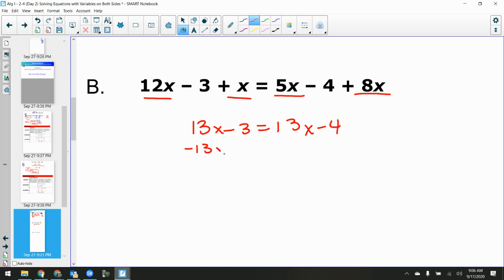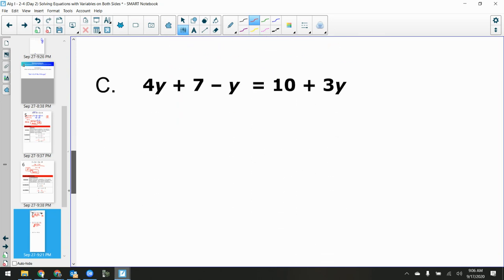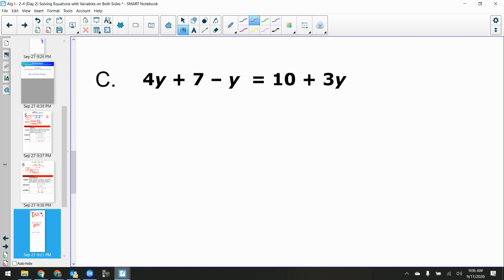It looks like we get 13x on both sides. Okay, my variables are equaling out. That means they're going to cancel. Is that a true statement? No. What's my answer? There is no solution. No solution. Again, if you wanted to write out the words, no solution, that would be fine. Don't put like, not gonna do it, or don't put nothing, just write no solution.